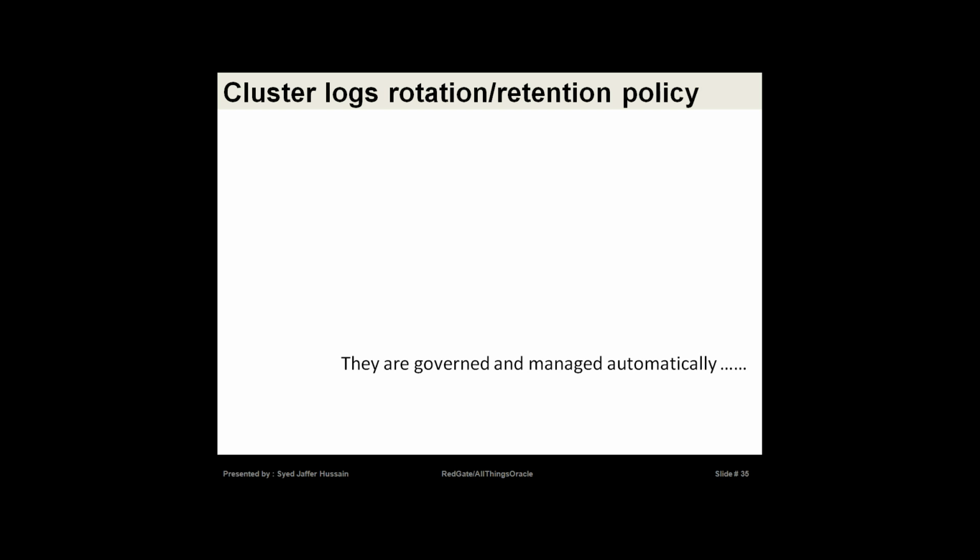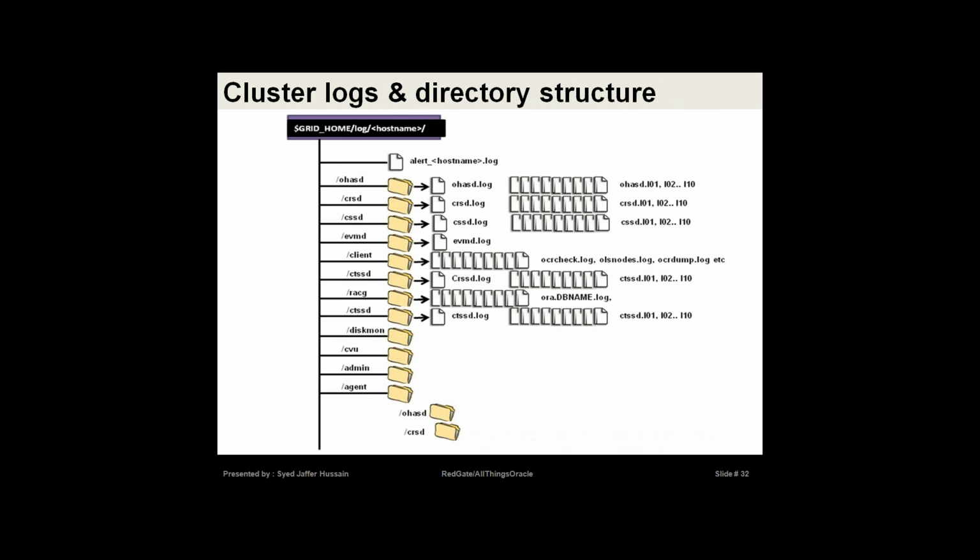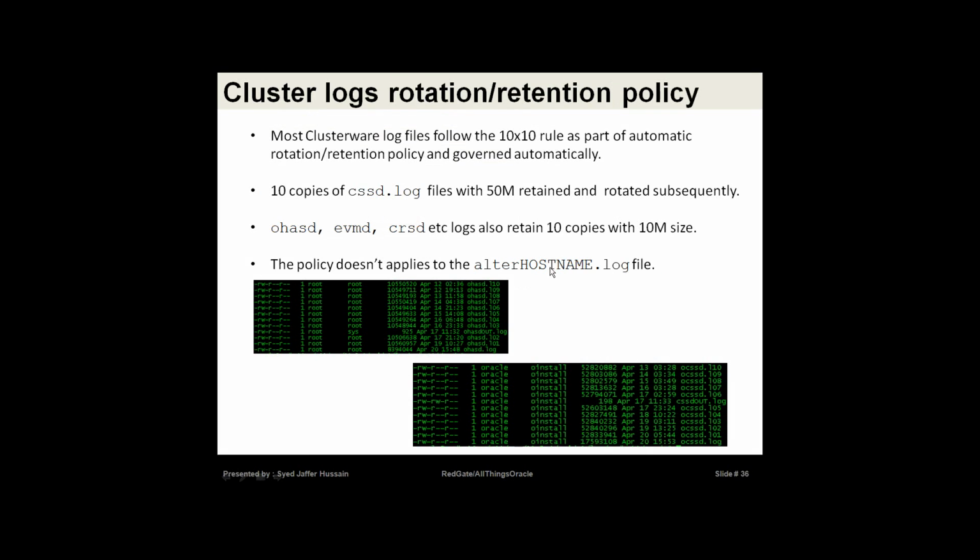Most of the files work on the 10 by 10 rule as part of the automatic rotation and retention policy. If you could go back to this slide, you see there are 10 copies of OHASD, CRSD, and CSSD also. So why are they there? Because they are part of the 10 into 10 rule. That means it will retain 10 copies of 10 MB.